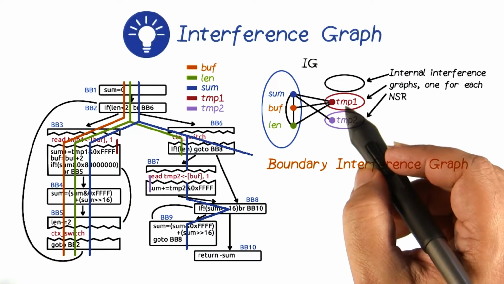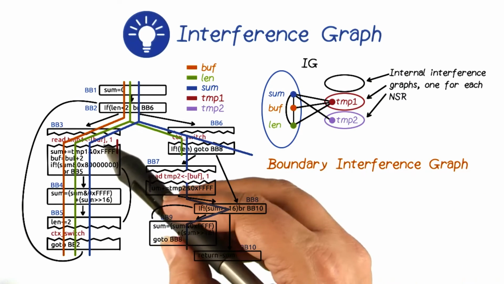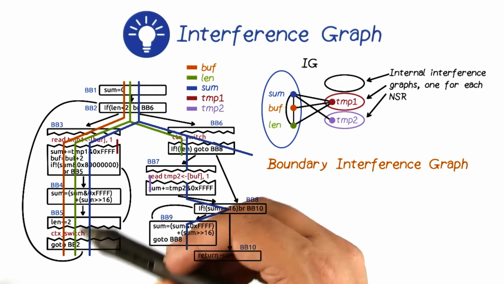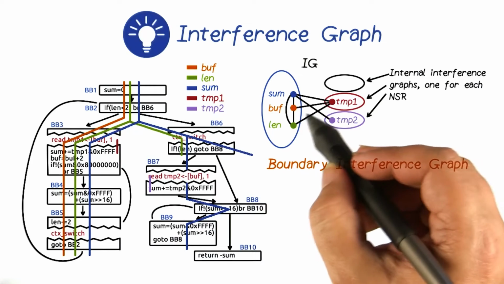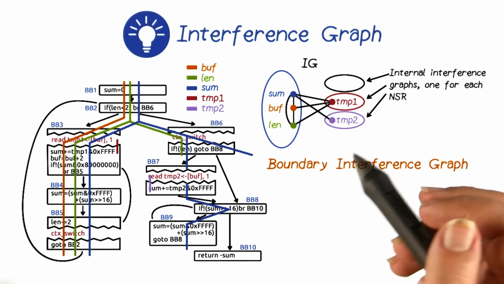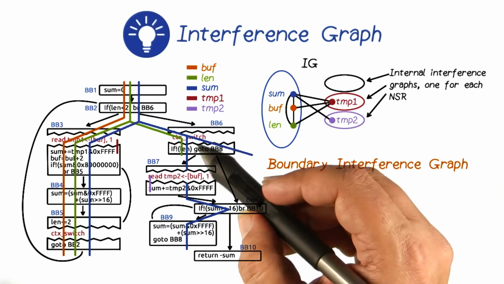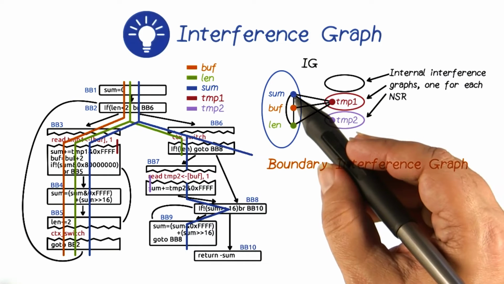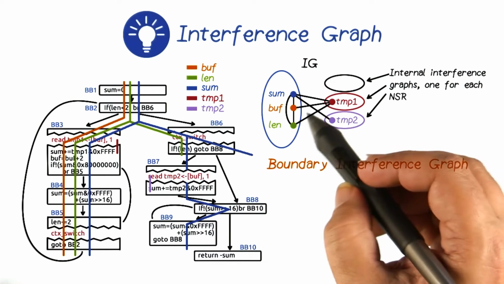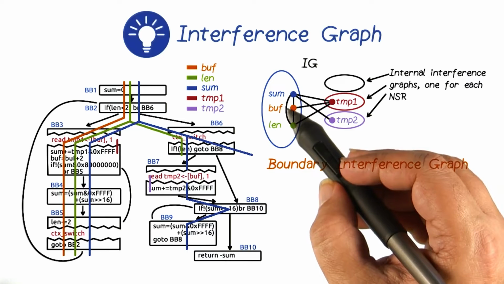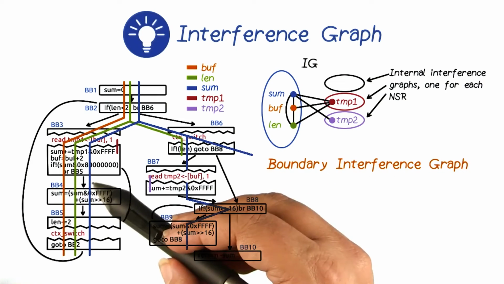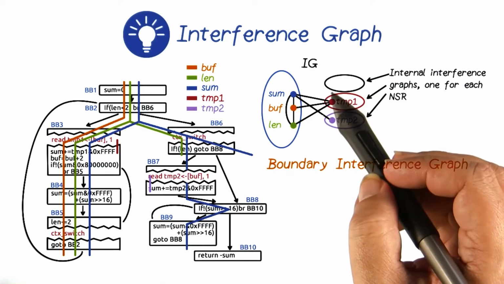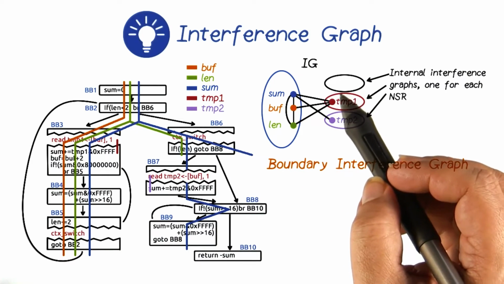So for example here, temp1, which is over here, interferes with all three of these because they are live through here, and so that is why the interference is shown by these three edges. Temp2, however, only interferes with this sum, which is this blue one, and so that interference is also just shown like this. And then of course sum, buff, and len, they are simultaneously live at multiple points, so they interfere with each other.